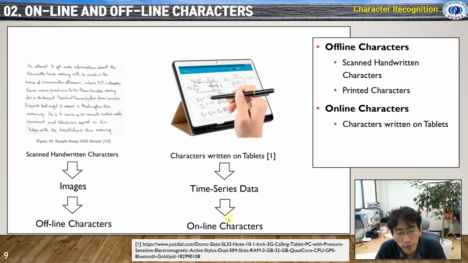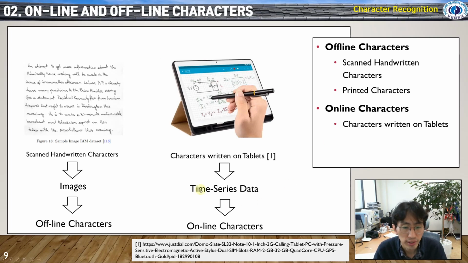But the keyword online characters is often used in the research field, while offline characters are not much used in the research field. Instead of this keyword, we more often use the term OCR, optical character recognition, which means we are using images.